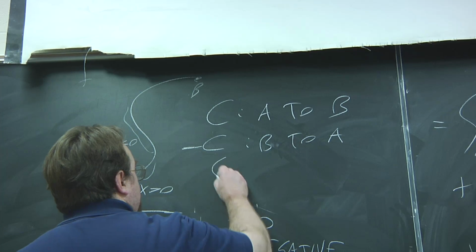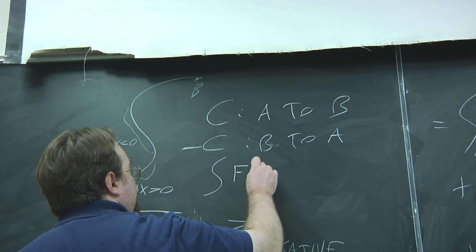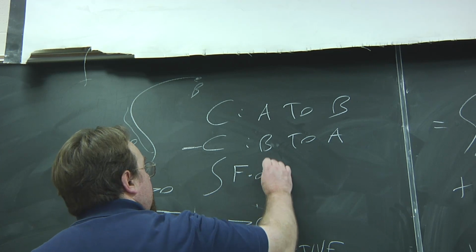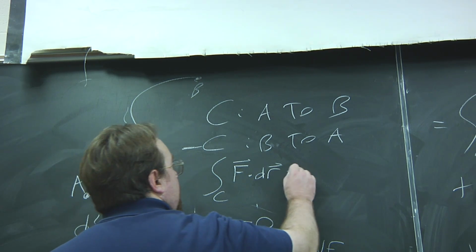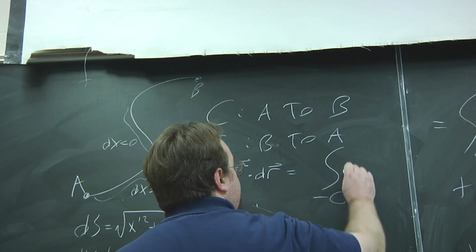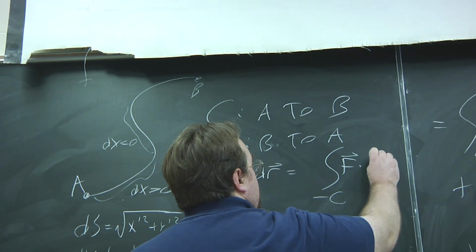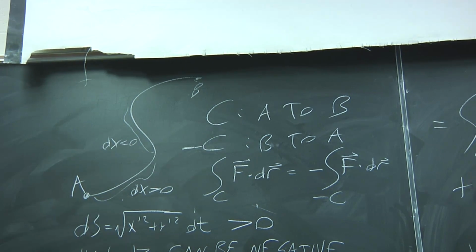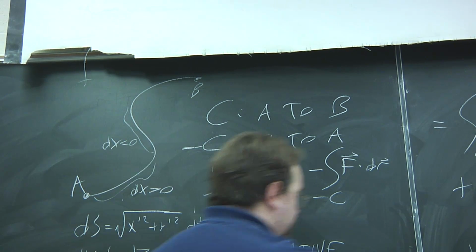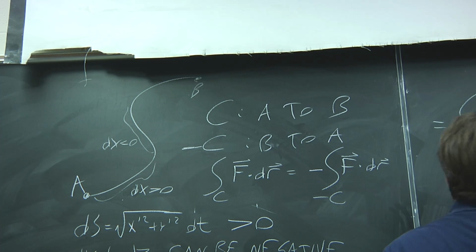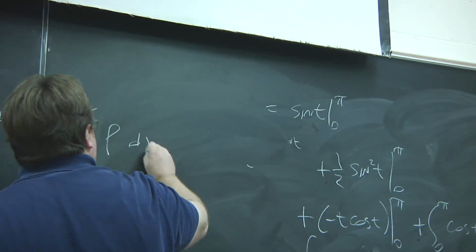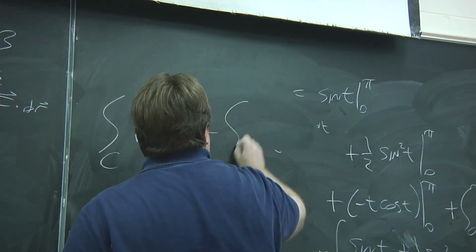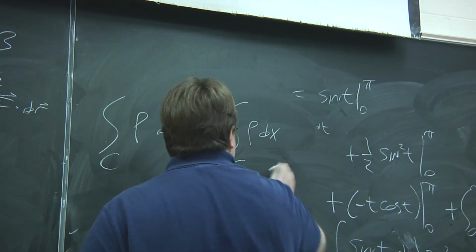So if you integrate a vector field over a curve, and then integrate over the curve traced in the opposite direction, that negates the integral. Similarly, with what we have here, the integral over C of P dx is going to be minus the integral of P dx along the curve traced in the opposite direction.